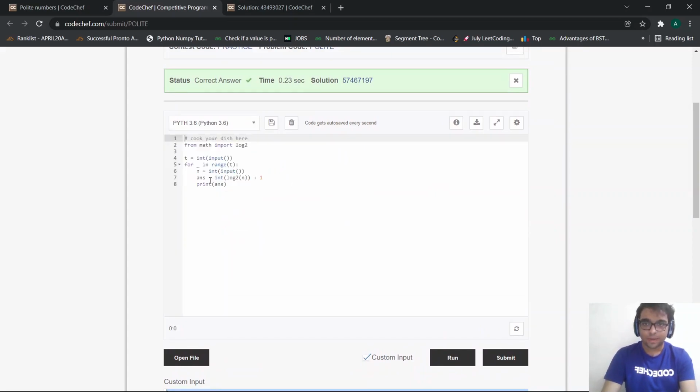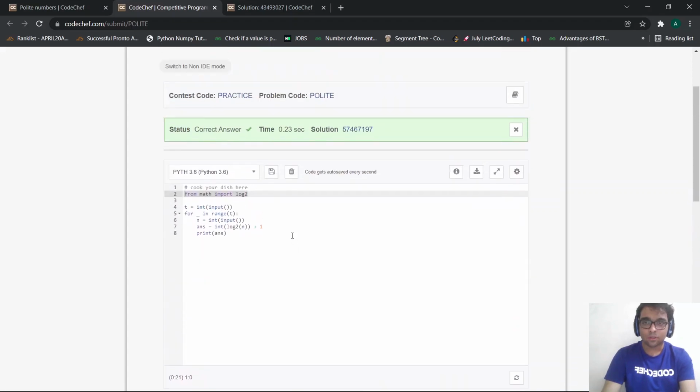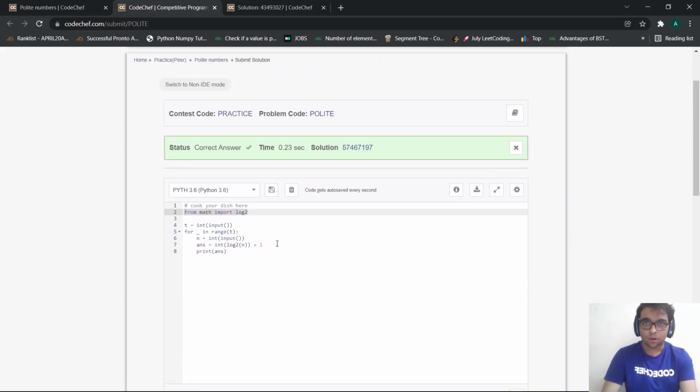Now let me show you the Python implementation as well. For the Python implementation, we did the same thing. We just took the answer as log n to the base 2 plus 1, and we printed our answer for each test case. For the log, we are using the math library. So yeah, this becomes the approach for this particular problem.